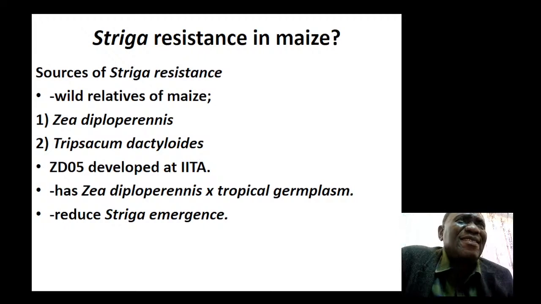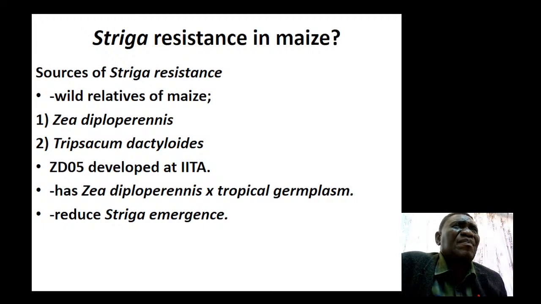Probably the question is, do we have Striga resistance in maize? Yes, we have got sources of Striga resistance in wild relatives of maize. For example, in Zea diploperennis and in Tripsacum dactyloides. These are grass-like plants.